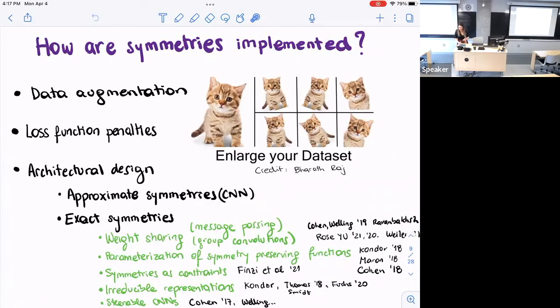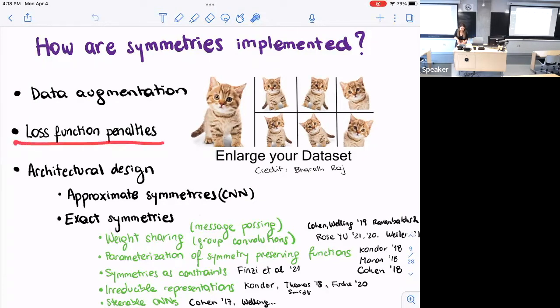In practice, people look at data augmentation to implement the symmetries. If you know that this cat is a cat, then you can make different modifications of the cat that will also be classified as a cat. But in the case of physics, you can think of the data augmentation as the application of the group element to your inputs, and that would be the augmented data space.